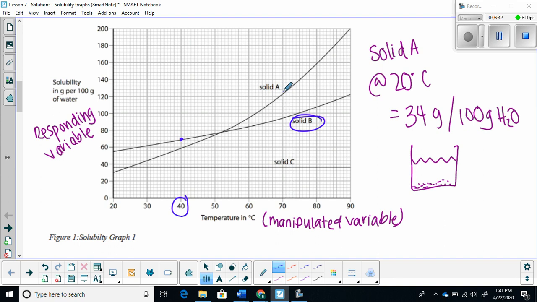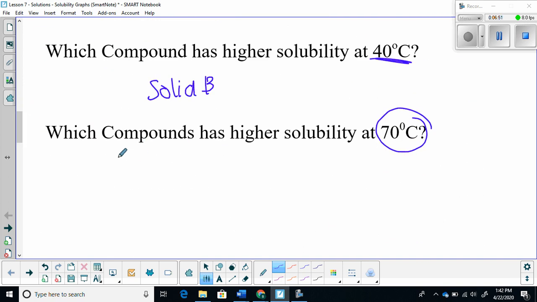Okay, and we see this line. This line refers to solid A. So now, at 70 degrees Celsius, solid A has a higher solubility, okay? I'm not going to be asking you to do any weird calculations. At this point, we are just reading the graph.